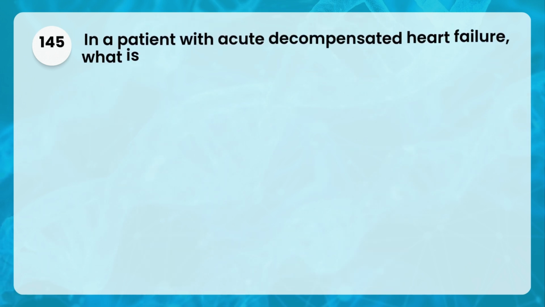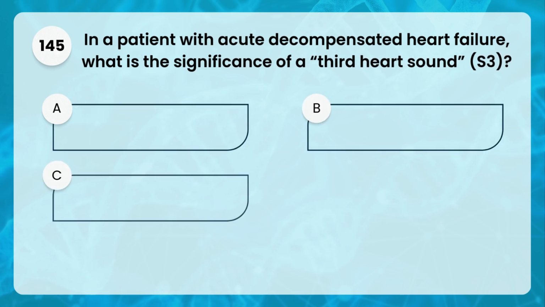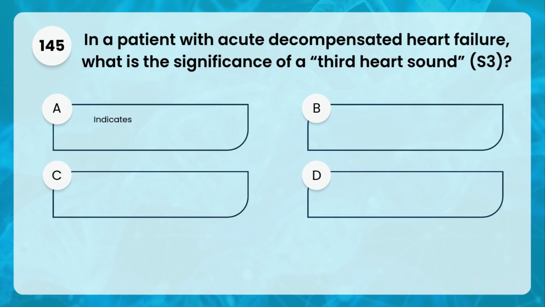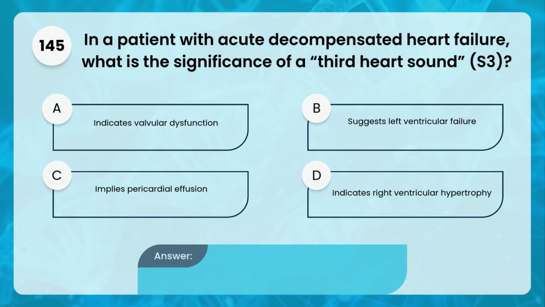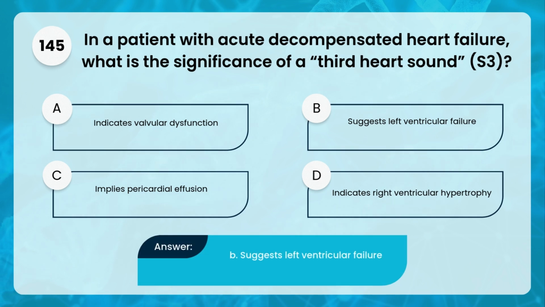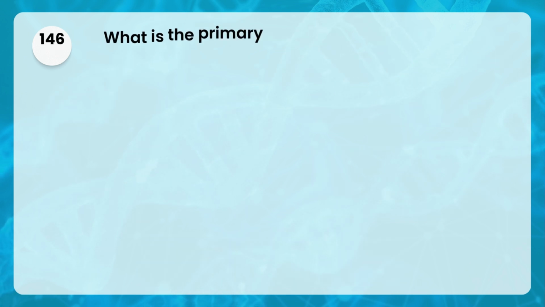Number 145. In a patient with acute decompensated heart failure, what is the significance of a third heart sound, S3? A. Indicates valvular dysfunction. B. Suggests left ventricular failure. C. Implies pericardial effusion. Or D. Indicates right ventricular hypertrophy. Answer is B. Suggests left ventricular failure.